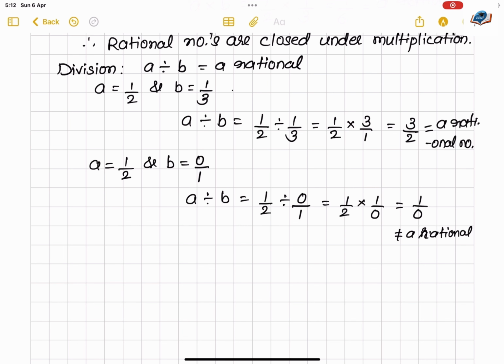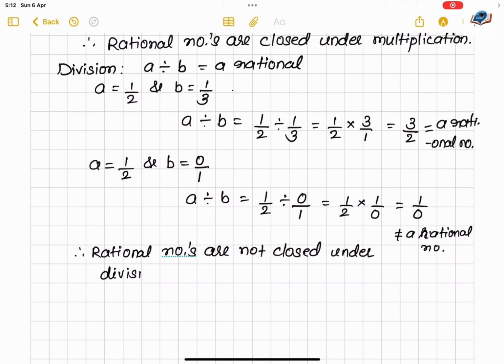So here I can say, therefore, rational numbers are not closed under division. See why I said not closed, because if I take the reciprocal and it is coming 0 in the denominator, it won't be possible.